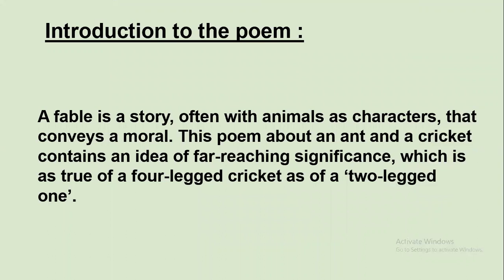So let's move on to the introduction to the poem. As we know, this poem is taken from Aesop's Fables. So let us say what a fable is. A fable is a story that often has animals as its characters, and it conveys a moral. This one is about an ant and a cricket, and it contains an idea of far-reaching significance, and it is true of a four-legged cricket as well as of a two-legged one. Here the two-legged one is no one but a human being. So let us see what moral this poem teaches us today.